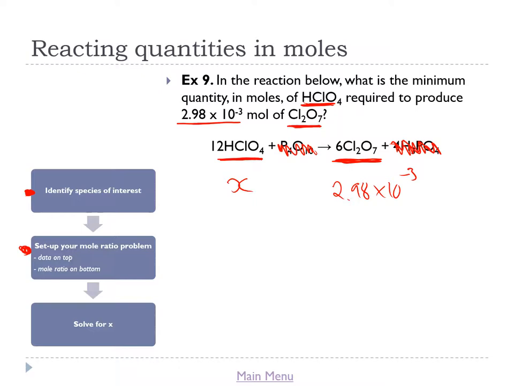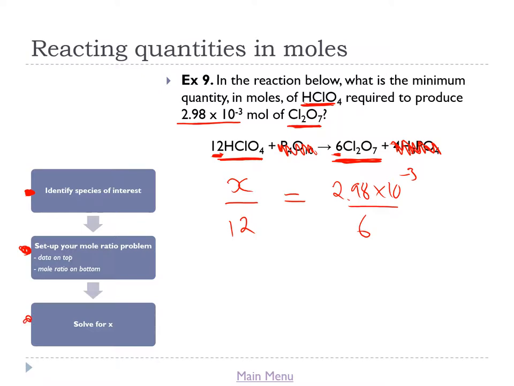So there are going to be 12 HClO4s, so let's put 12 there underneath it. And there are going to be 6 Cl2O7s, 6 there, so let's put 6 here. Okay, and what we can do then is turn this into a ratio problem, like that. And all we need to do now then is solve for X.